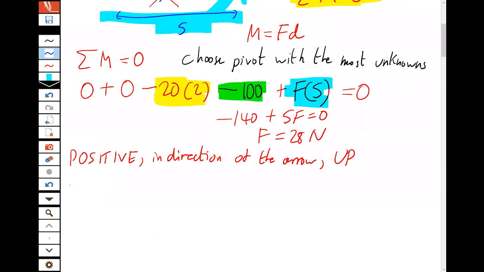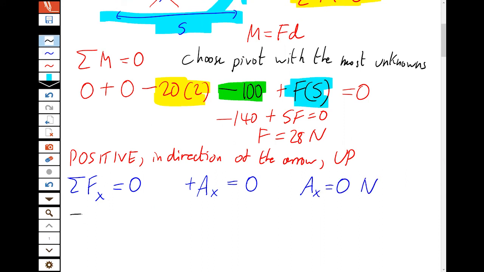So we do the sum of all the vertical forces is 0. Let's do horizontal first. Sorry, I was defaulting ahead. My habits, you see, I've done 1,000 of these problems. But the horizontal forces, so we've plus AX to the right, and nothing else is 0. So the horizontal force is 0 newtons.